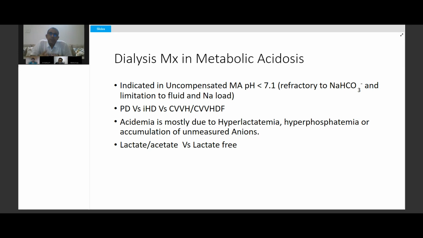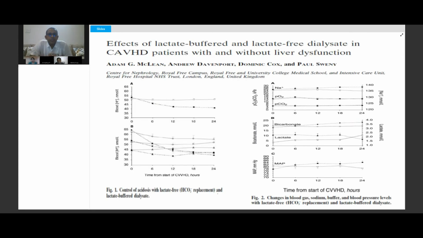But in the case when you have liver failure, this lactate can accumulate and the serum lactate level can slightly rise. So if you have lactate intolerance, it is better not to use a lactate buffered solution. Instead, you can use a lactate-free solution. There is a study which talks about the advantages of using a lactate-free dialysate instead of lactate buffered.